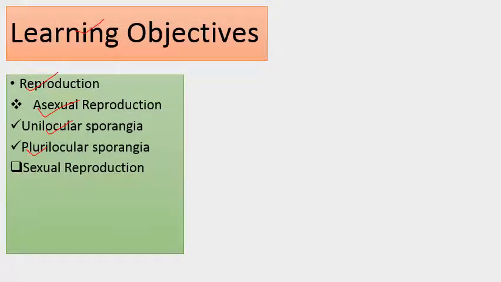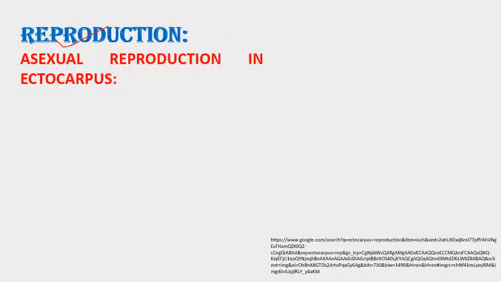Then we will discuss sexual reproduction in case of Ectocarpus, and finally we will discuss alternation of generation in case of Ectocarpus. Then reproduction. Reproduction is a process by which a species continues itself. Firstly, we will discuss asexual reproduction in case of Ectocarpus.